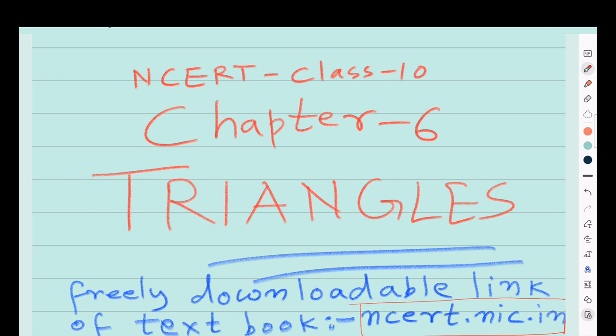I welcome you to the new chapter of NCERT Class 10, which is Chapter 6. And this chapter is about triangles.